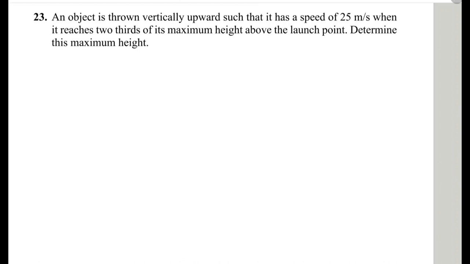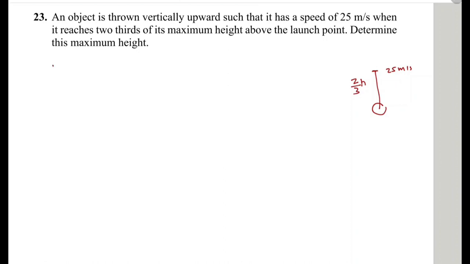An object is thrown vertically upward such that it has a speed of 25 meters per second when it reaches 2/3 of its maximum height above the launch point. Determine this maximum height. Now here's the situation. An object is thrown vertically upward, and the velocity reaches 25 meters per second when the height of the object equals 2/3 of its maximum height. What is the maximum height?